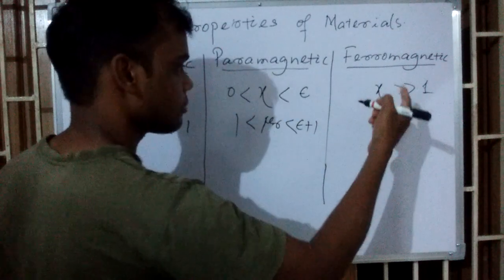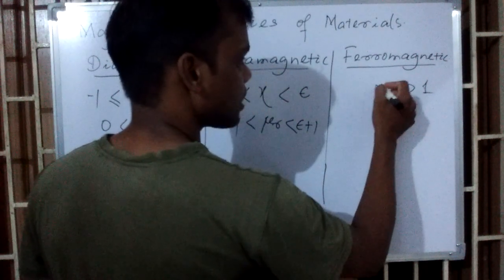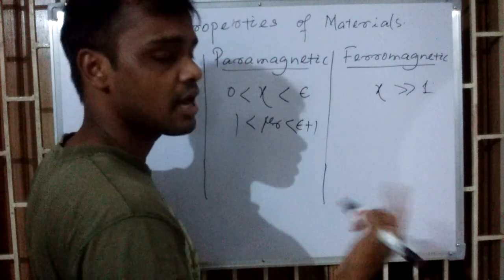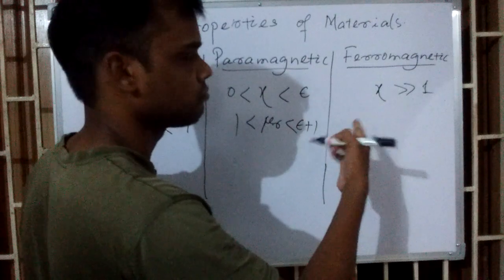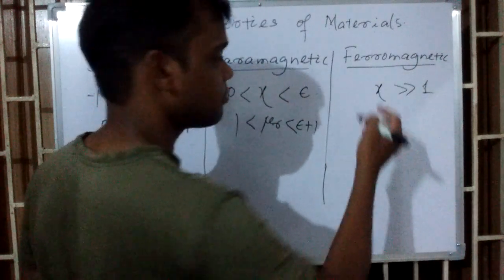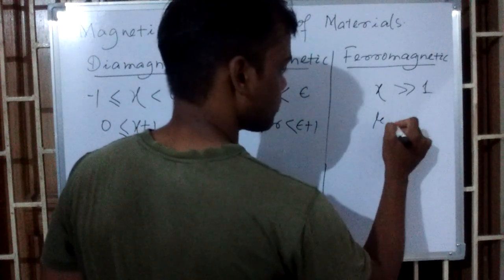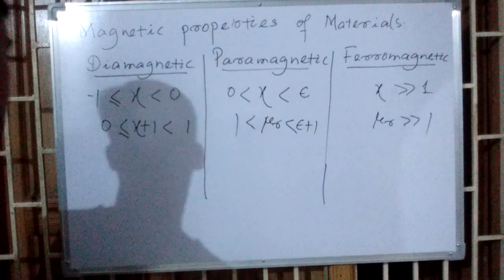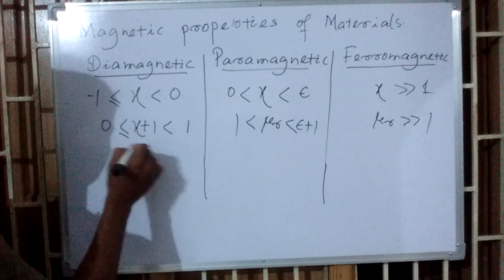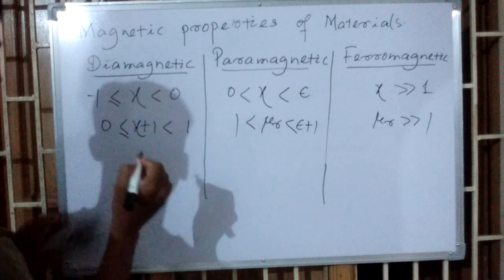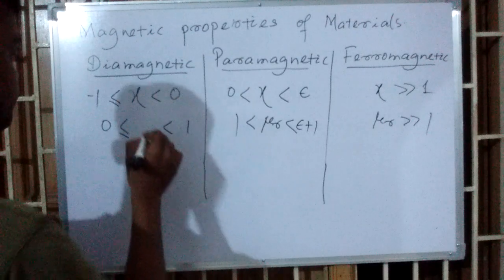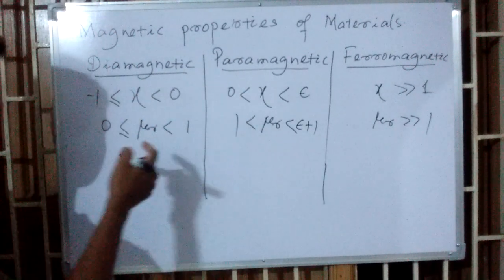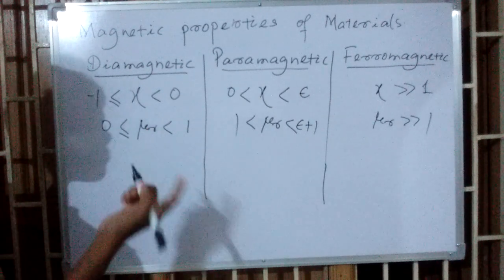Now come to this one also. If you add 1 here, there is no difference because chi already is a very large number. So if you add 1 up there, there is no difference in the value, but still you have to write here mu r is very much greater than 1. Now I can replace this now as mu r also, mu r.